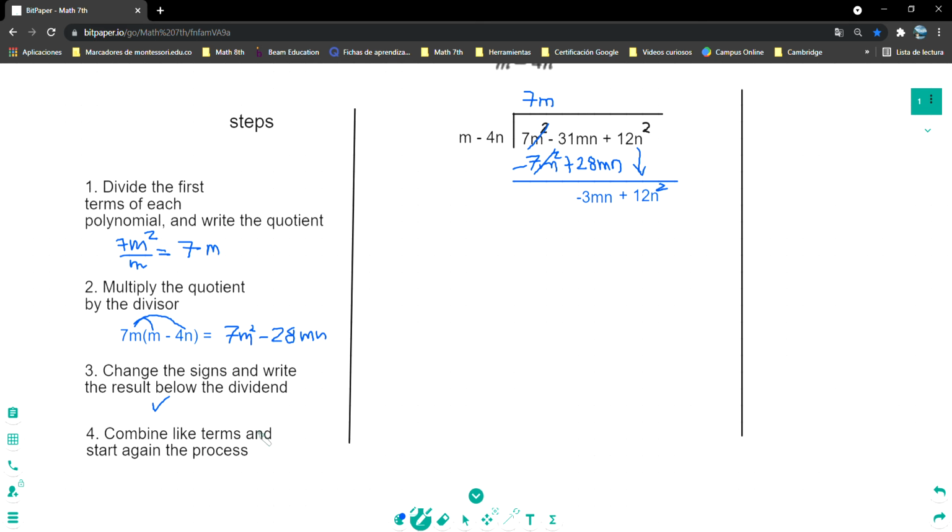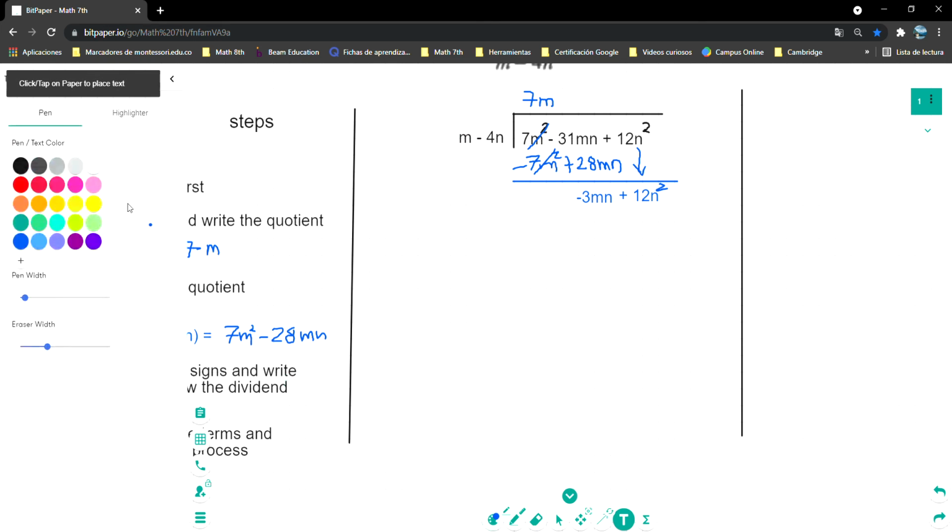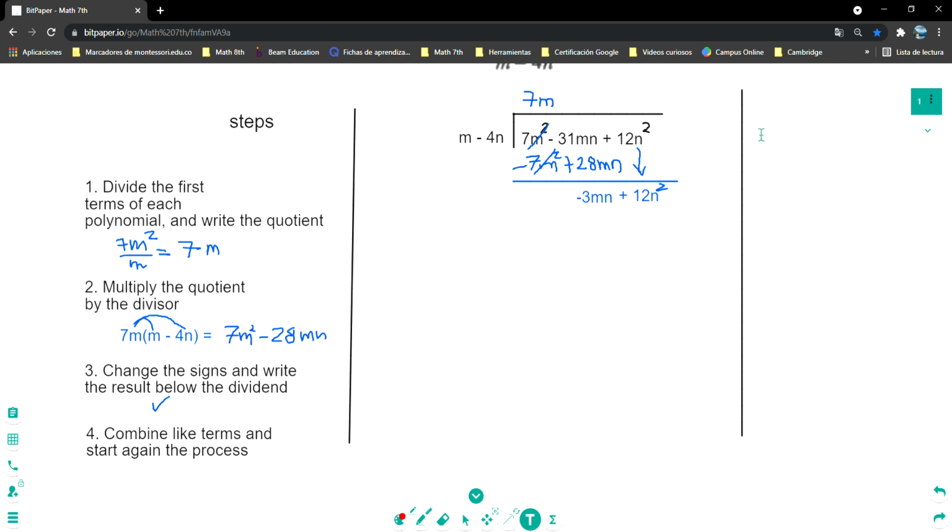All right. So guys, we already combined like terms, and we need to start the process again. So again, we divide minus 3mn over m. Be careful here because we have two variables in the numerator and one variable in the denominator. So here we can simplify m with m. They will be cancelled. They are the same. So finally here we have minus 3n. This is the next quotient. So we are going to write it down here, minus 3n.